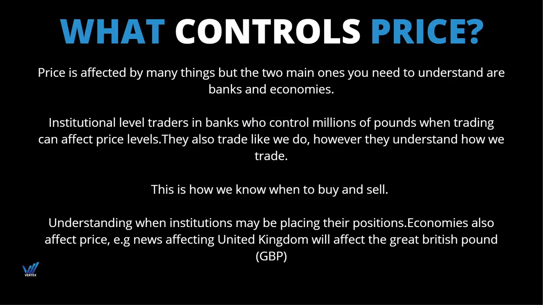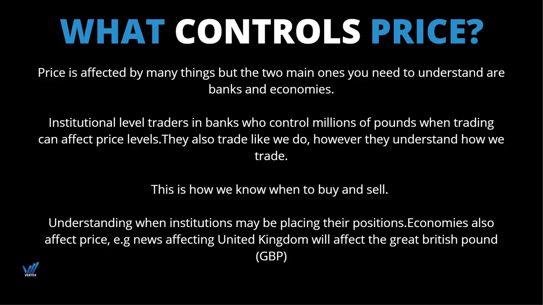So, what controls price? Price is affected by many things, but the two main ones you need to understand are banks and economies. Institution traders are essentially banks who control millions and millions of pounds when trading, and these big orders that they place can affect price levels. They also trade in the way we do, and they understand how we trade. And this is how we know how to buy and sell, because we understand how they trade. Understanding when institutions may be trading, placing their positions, allows us to potentially make money.